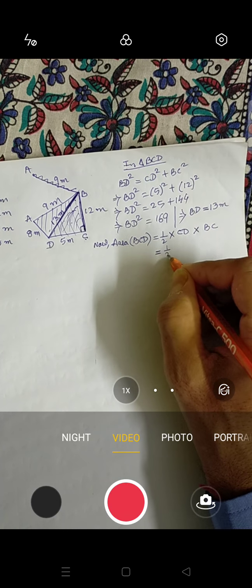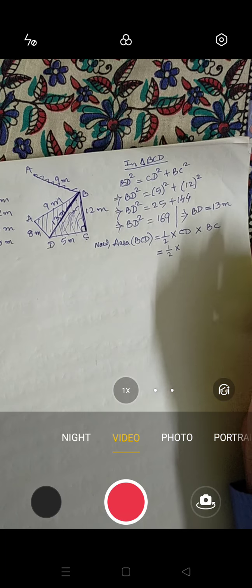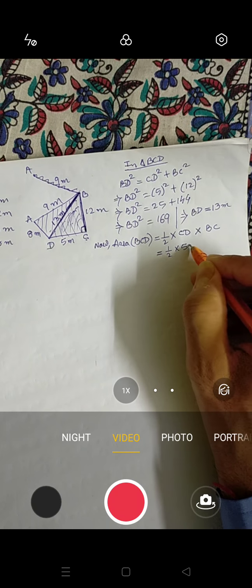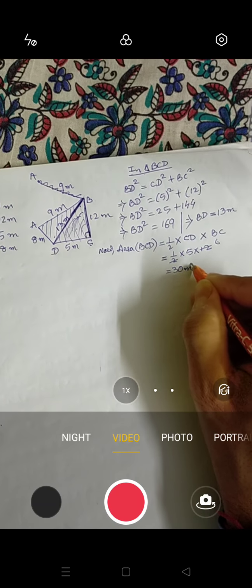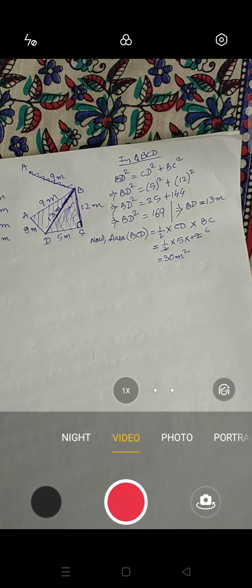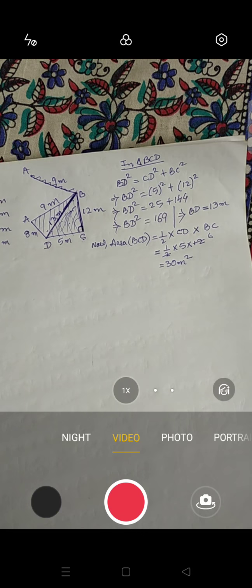Now half CD is how much? 5, and BC is 12. So this can be cancelled, 6. Now 6 5s is 30. Now this is the area, so we will be having 30 meters square. Is it clear? So we got this area.